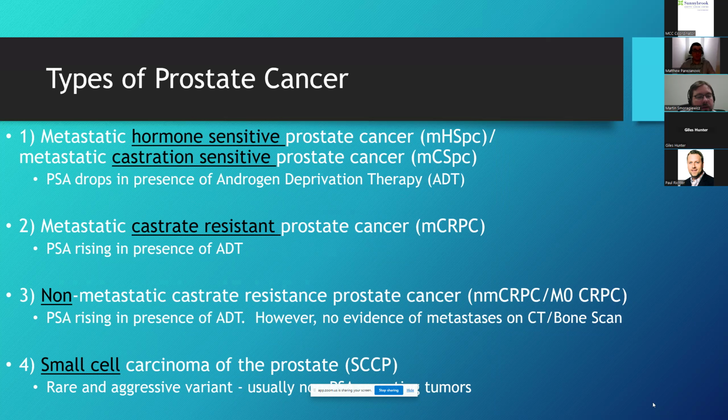So we see a PSA rising in the presence of ADT. However, there are no metastases on conventional imaging, which is CT and bone scan. And then there is another group called small cell carcinomas of the prostate, which are rare and aggressive variants and usually are non-PSA producing.